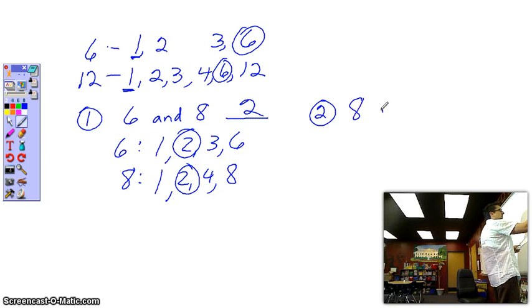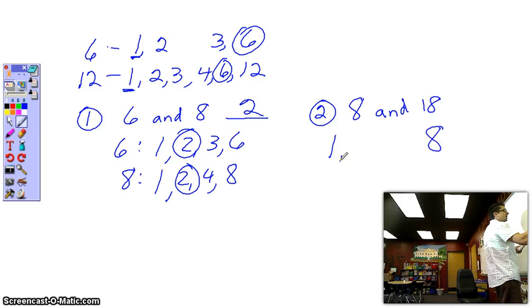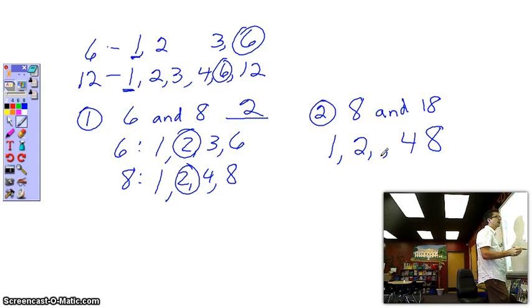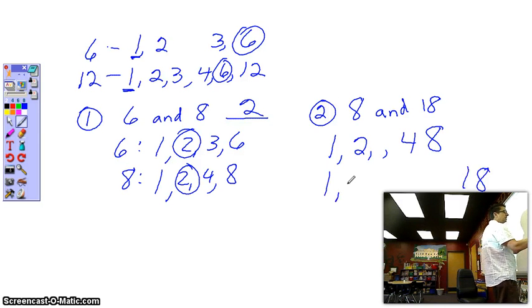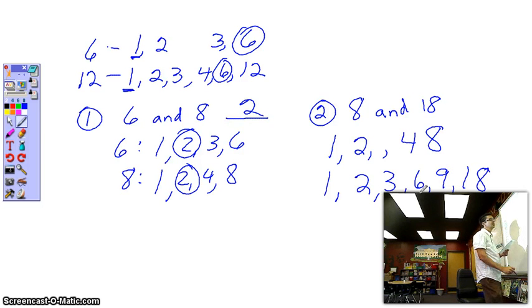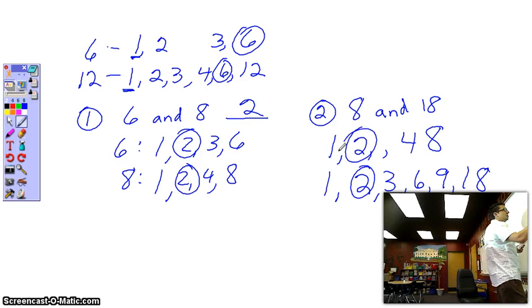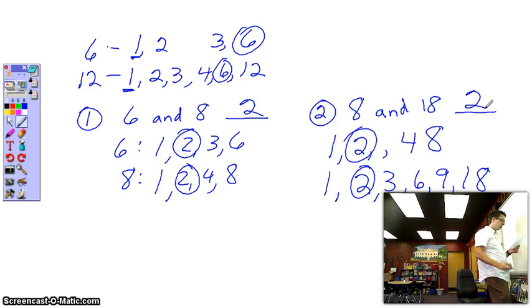Okay, 8 and 18. You should have done the problem like this. 1 and 8, 2 and 4. Those are all the factors of 8. Factors of 18 are 1 and 18, 2 and 9, 3 and 6. So the greatest common factor of these, again, is the number 2. So you should have written 2.